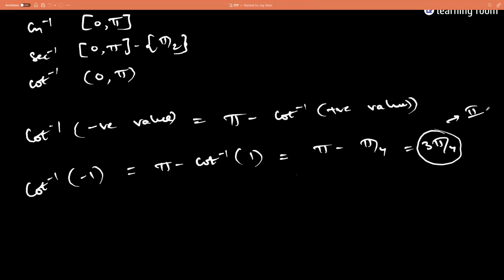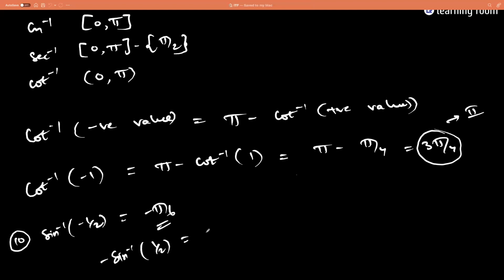Yes, sir. Right? So based on this logic, I'm going to see how many of you are going to solve the next problem in 10 seconds. The 10th question is sine inverse of -half. Time starts now, 10 seconds. Minus pi by 6. That's the answer. Reason? It is minus sine inverse of half. So minus sine inverse of half is pi by 6. That's it.